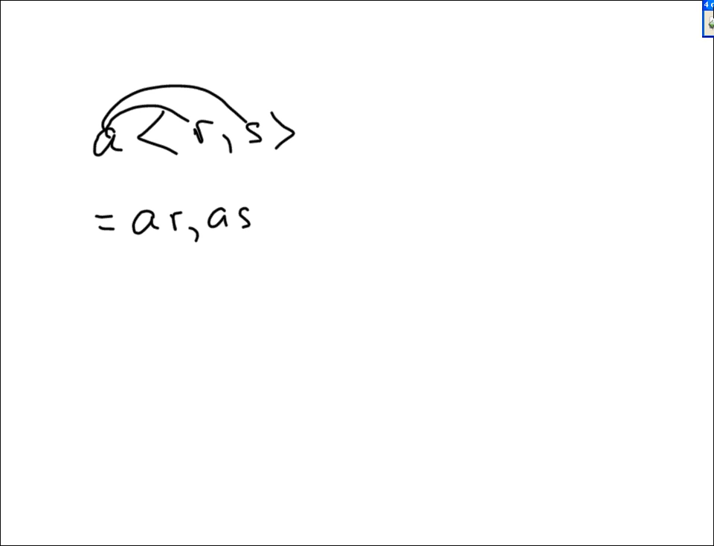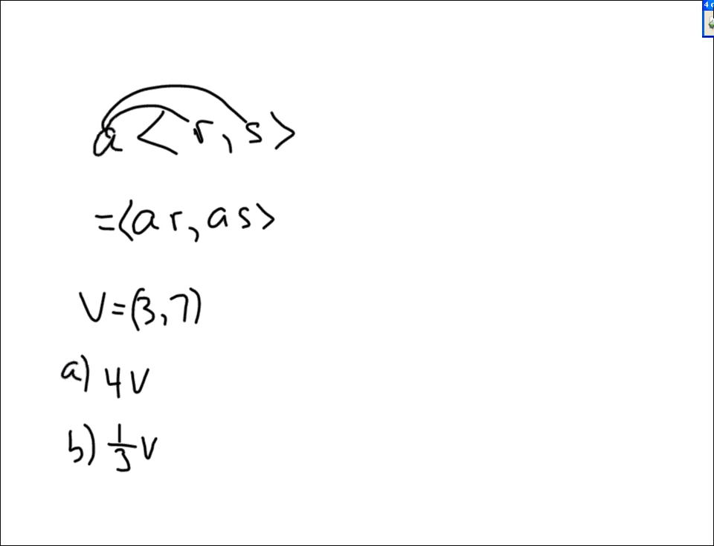The next one is scalar multiples. Scalar multiples are easy. If you have a vector (r, s) and you have a number in front of it, a scalar, that just means to multiply each component by a. So if you are given the vector (3, 7), and you're asked first to find 4v, 1/3 v, 2/5 v, 1/7 v.